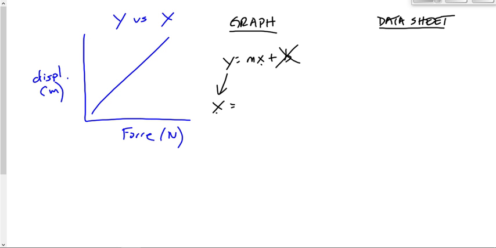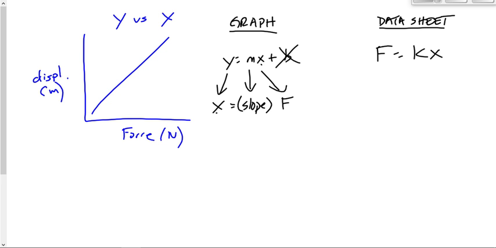Now, m represents what? Slope. X represents the force. Good. Now we have to come up with an equation from our data sheet that has both f and x in it, the same two variables in it. What is that equation for my data sheet that has f and x in it? Good. F is equal to kx.